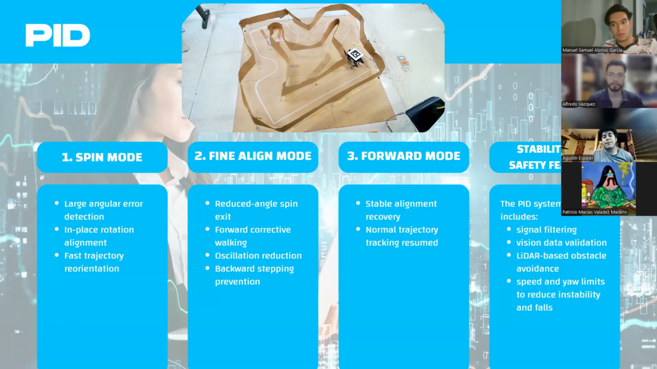Then we have the forward mode that helps us when the lines of the track are straight, so it doesn't lose the center. We also got a LiDAR that helps us to avoid obstacles and a signal filtering system. Also, we validate all the vision data before using it, and we use speed and yaw limits to reduce faults.